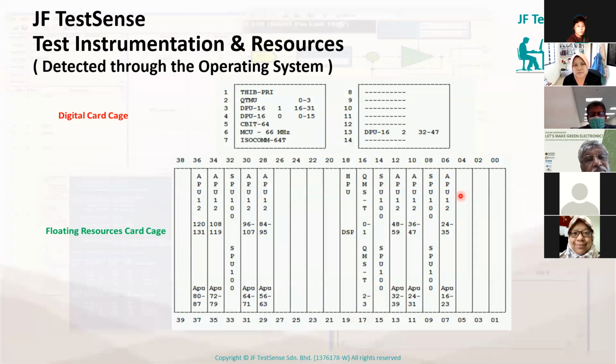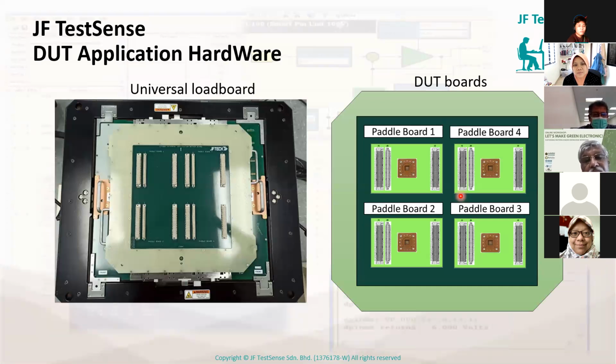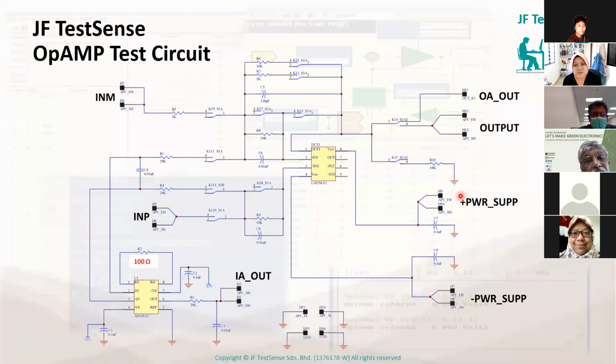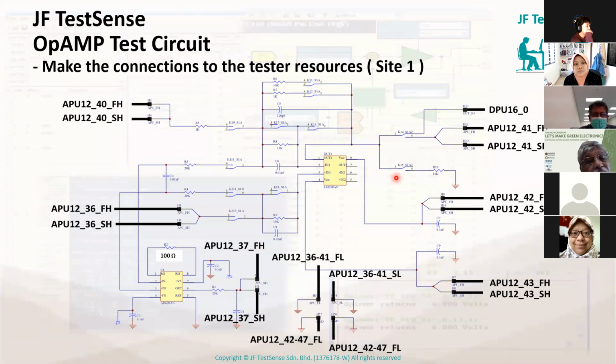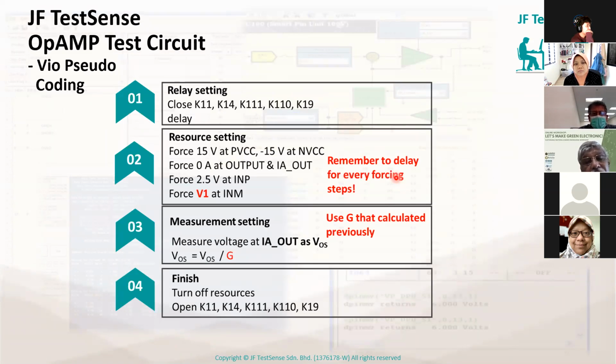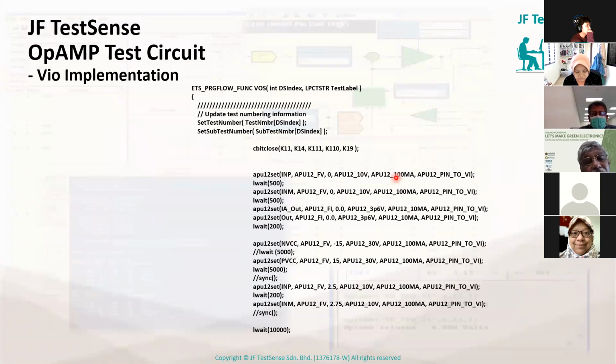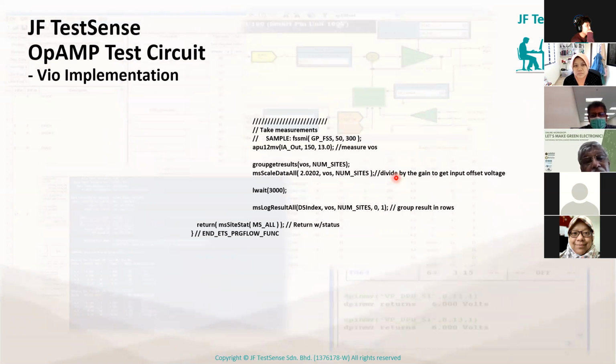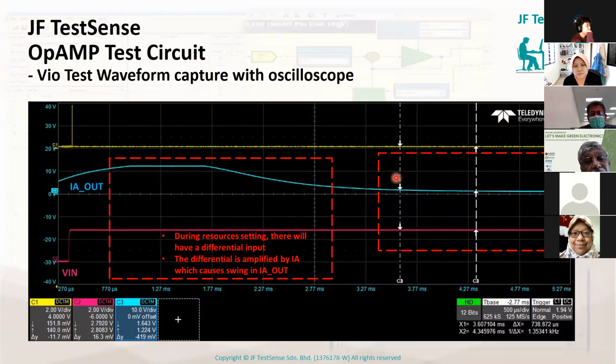The APUs are the VI, voltage current sources. And then this is the training board that we have developed for this course. And this is the tester kit in the lab for op-amp testing. You have the op-amp, and the instrumentation amplifier to sense the input offset voltage. Students will wire up this board to the tester resources, then create a test plan like this, develop the test code like this, and then debug it. They use the scope to capture signals and qualify their measurements.